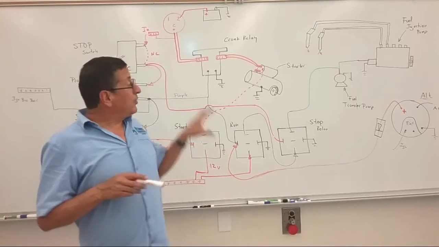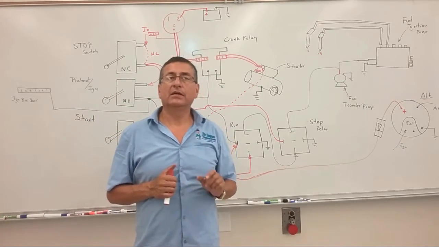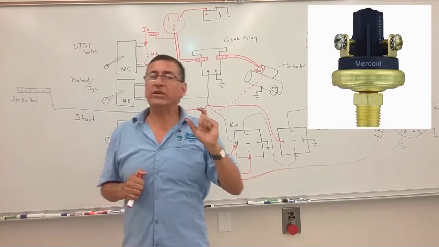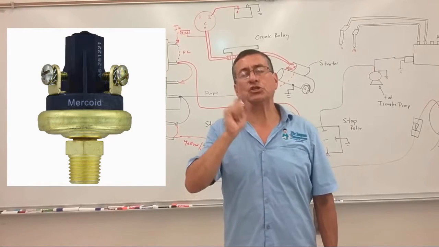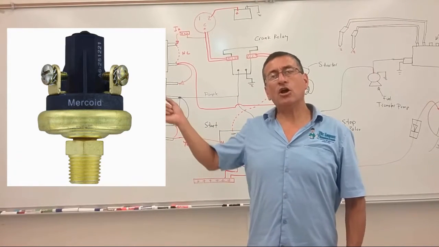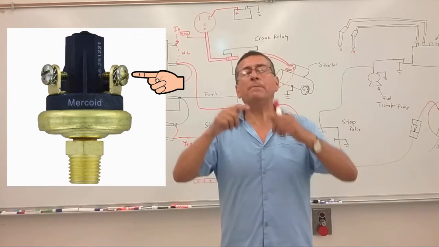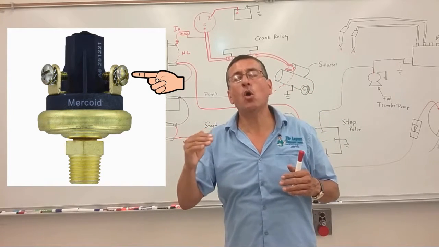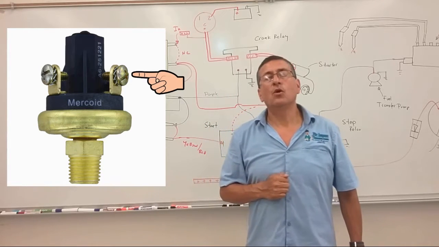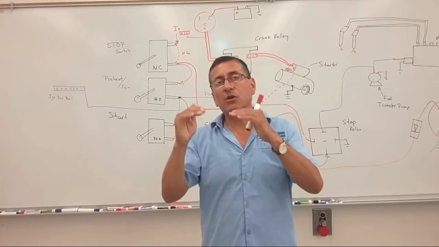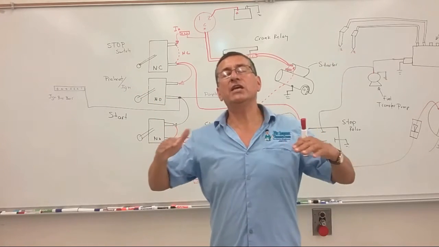Alright, now we are going to install the oil pressure switch in this harness. That switch is a normally closed switch. The contacts internally open only when the oil pressure decreases below the limit. Each manufacturer has a different limit. When the oil pressure internally decreases below the limit, the contacts in this switch open and the engine stops.